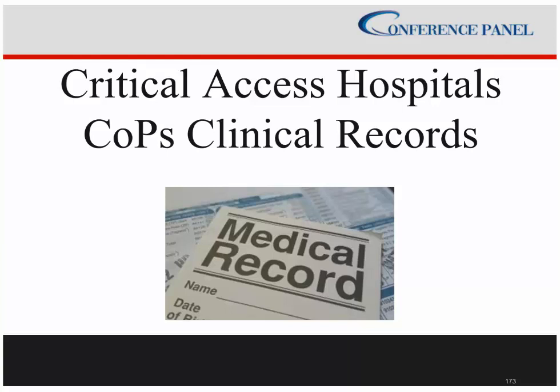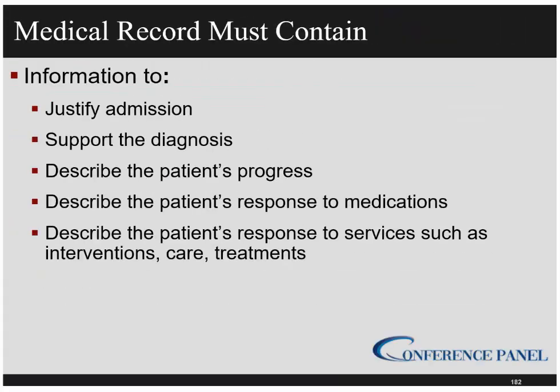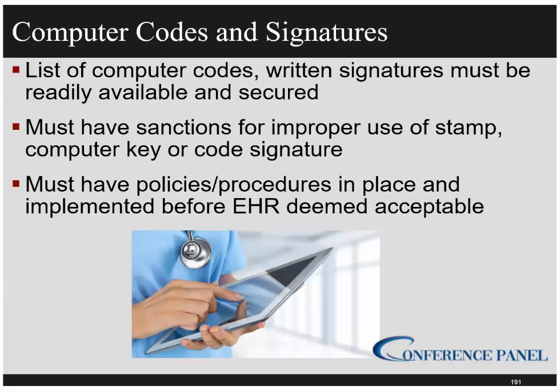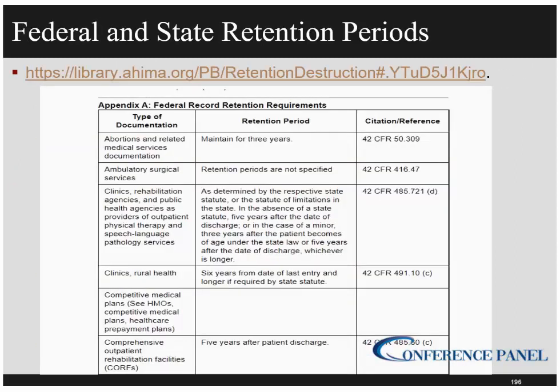I mentioned I would separate out critical access hospitals. These are your conditions for your clinical records. The record must include enough information to justify the admission and support the diagnosis. For history and physicals, you can delegate any part of it as long as it's permitted by state law and your policy and procedure. Codes, signatures. You have to have that list of those codes and signatures. And again, these happen to be some of the federal and state retentions.